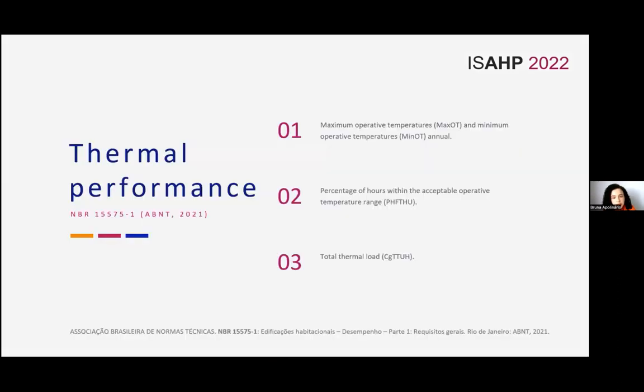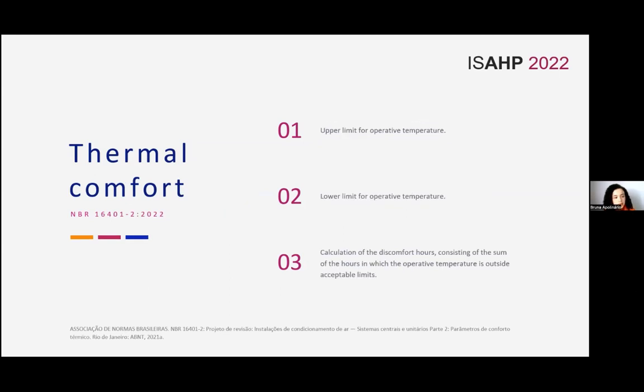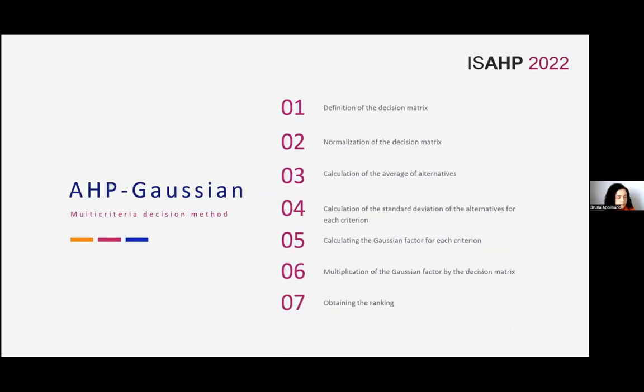For thermal performance, the maximum and minimum operative temperatures were considered, the percentage of hours within the acceptable operative temperature range, and the total thermal load. In thermal comfort were defined the upper and lower limit for operative temperature, and then calculated the percentage of discomfort hours. In the AHP Gaussian, 7 steps were followed, defining the decision matrix, normalizing the values, calculating the mean, standard deviation, and the Gaussian factor, and finally obtaining the ranking.